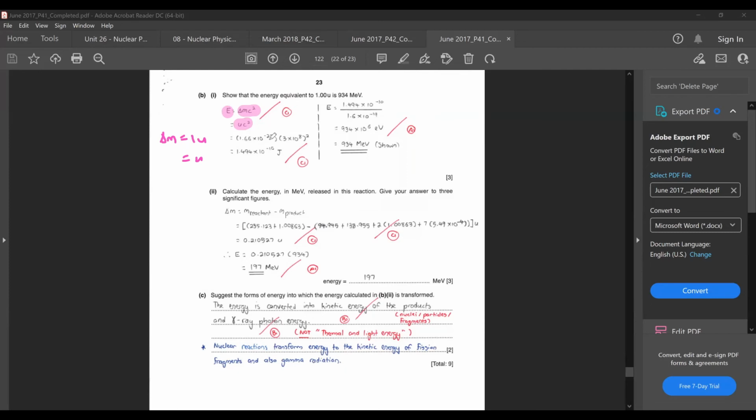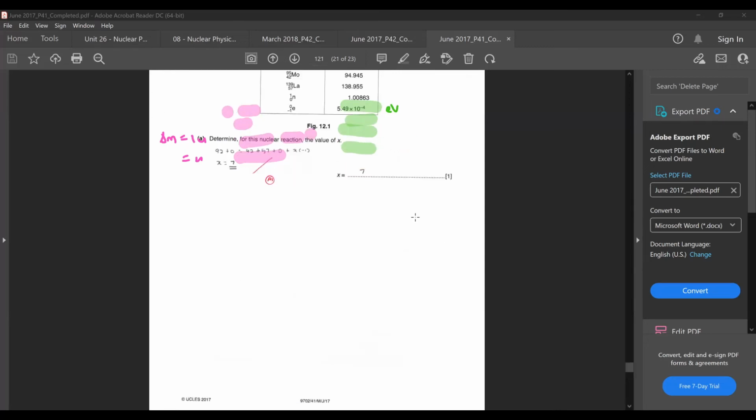The unified atomic mass is 1.66 times 10 to the power minus 27 kg. Multiply with the speed of light squared, and you're going to get the answer in joules. Then you divide that value by 1.6 times 10 to the power minus 19 to get it in eV. And then eventually you change it to MeV. So you're going to get that answer there. Okay, so this one is okay. This is similar to what you just did.